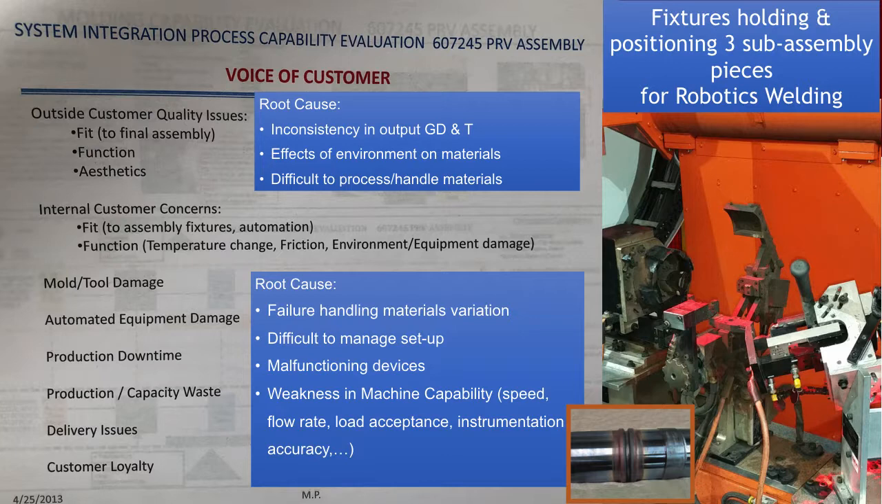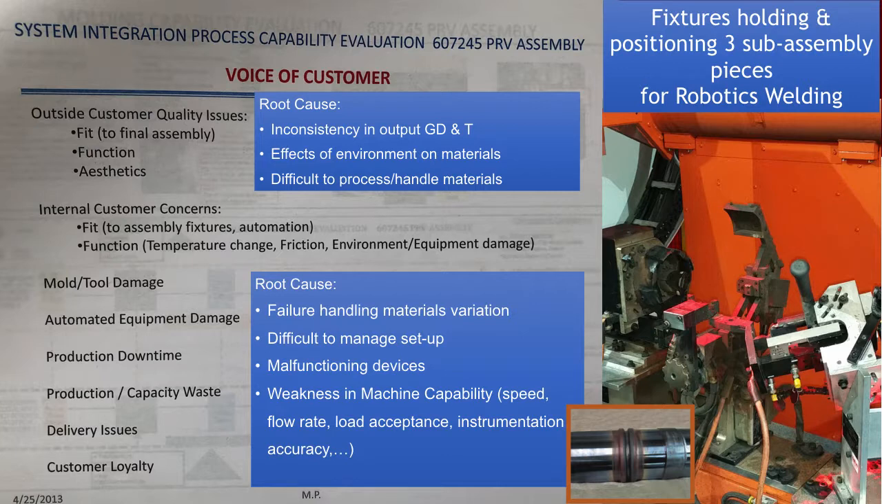So some examples of the voice of customers. Customer could be the production people, their customers as well. Aside customer quality issues, fit to final assembly, function, statics. The root causes could be inconsistency in output, geometric dimensioning and tolerances. The way the product is put together is not within tolerance. And effects of environment on material. Sometimes material reacts differently to different temperature, or difficult to process, difficult to handle materials.